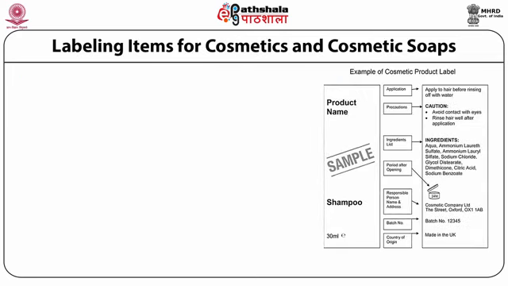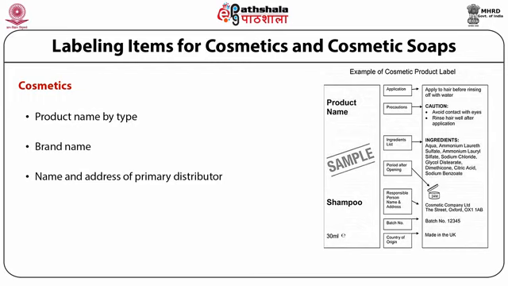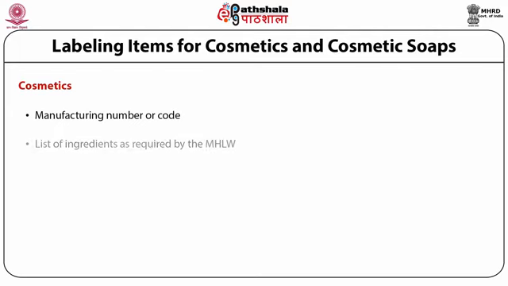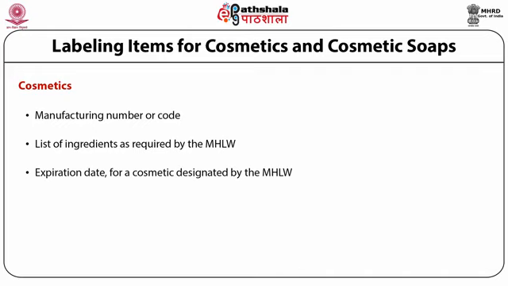The required labeling items for cosmetics and cosmetic soaps are also given. The cosmetics label includes the product name by type, the brand name, the name and the address of the primary distributor, the content by weight or capacity, volume or numerical count, country of origin, manufacturing number or code, list of ingredients as required by the Ministry of HLW, expiration date for cosmetics designated by the MHLW, precautions on usage or storage, and finally the contact information.